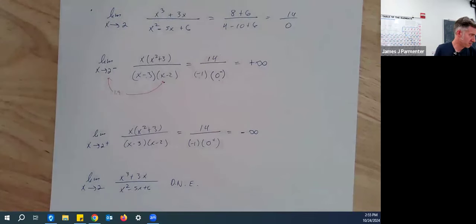Questions about this? No? I think you do, yes. I don't know how else I would do it without showing this work. Because if you plug in and you get a non-zero number over 0, then you kind of have to figure out what kind of infinity it's going to. And that really means you have to look at the one-sided limits. So yeah, I think you do have to do this work here.